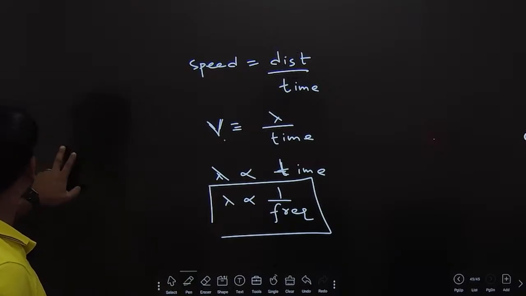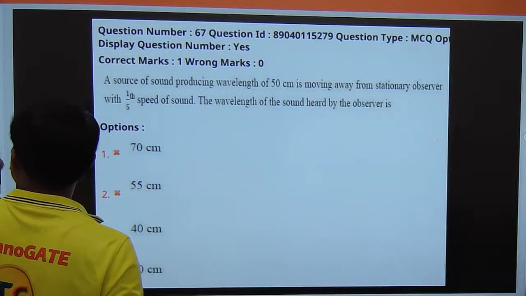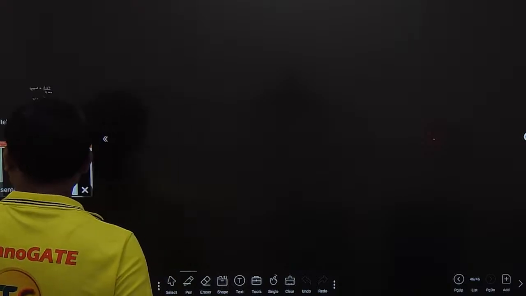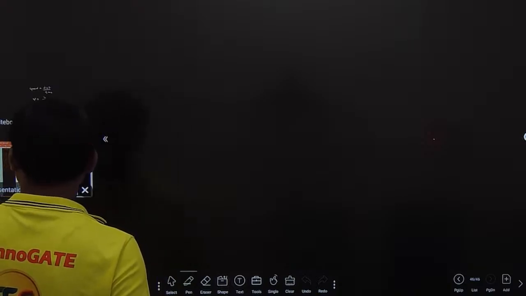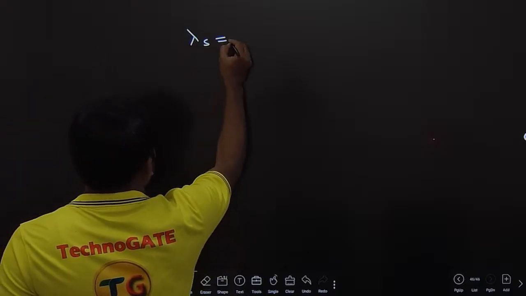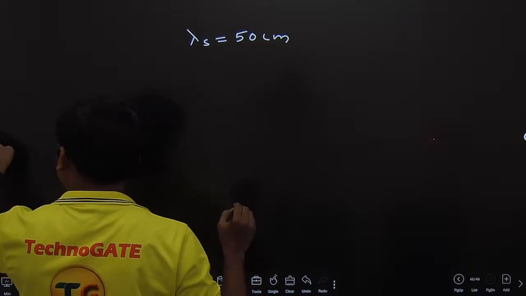Let us remember this. In this question what they are asking, let us take the data. Let me go step by step. It is given that the source of sound producing a wavelength of 50 centimeters. Lambda of source is equal to 50 centimeters. They are giving wavelength only.